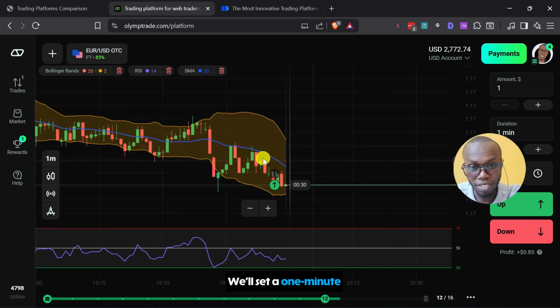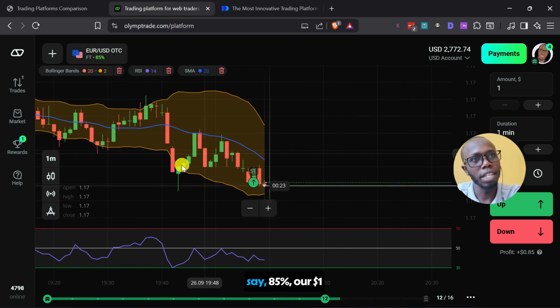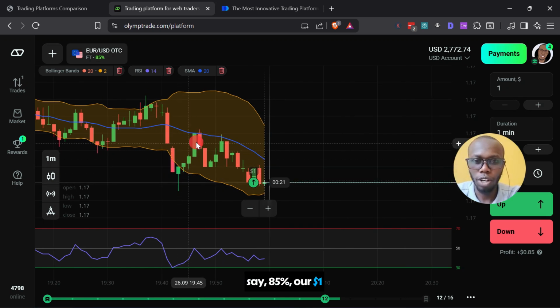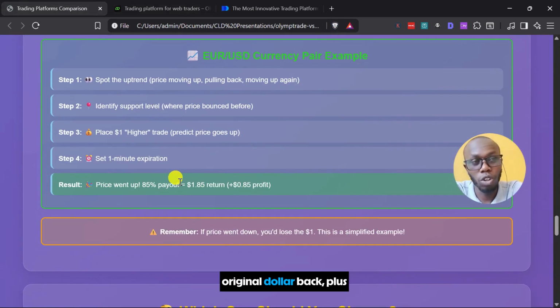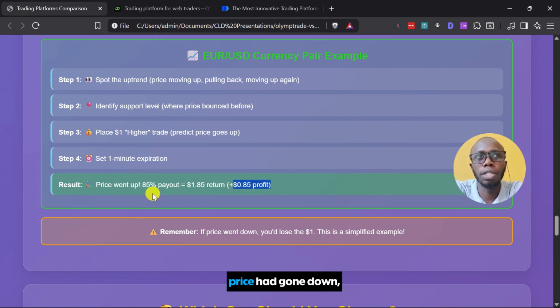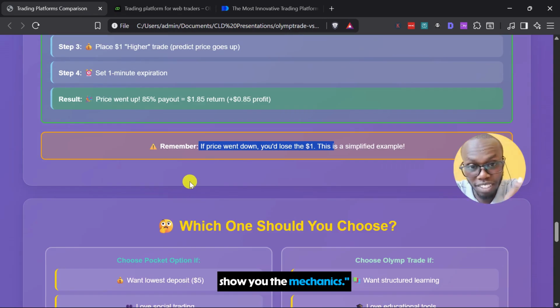We'll set a 1-minute expiration, and boom, after 1 minute, the price is higher. If the payout was, say, 85%, our $1 investment would return $1.85, our original dollar back plus 85 cents in profit. Of course, if the price had gone down, we would have lost that $1. Remember, this is just a simplified example to show you the mechanics.